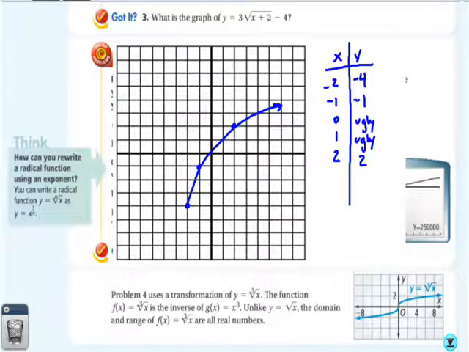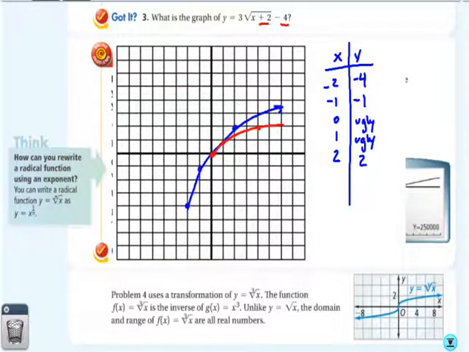So I included my table here. I wanted to kind of show you my thought process. Some of you might be able to just go to the original, graph the parent function. We have these 3, okay? And so we're going to shift it. We know we're going to shift it left 2 and down 4, so that's easy.